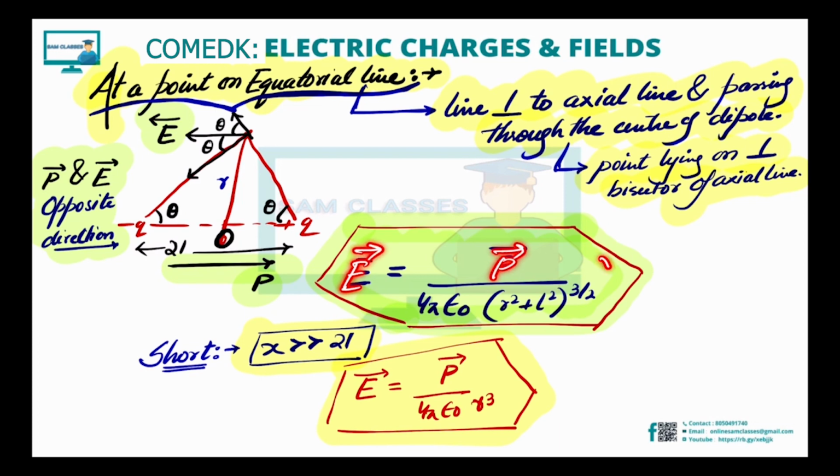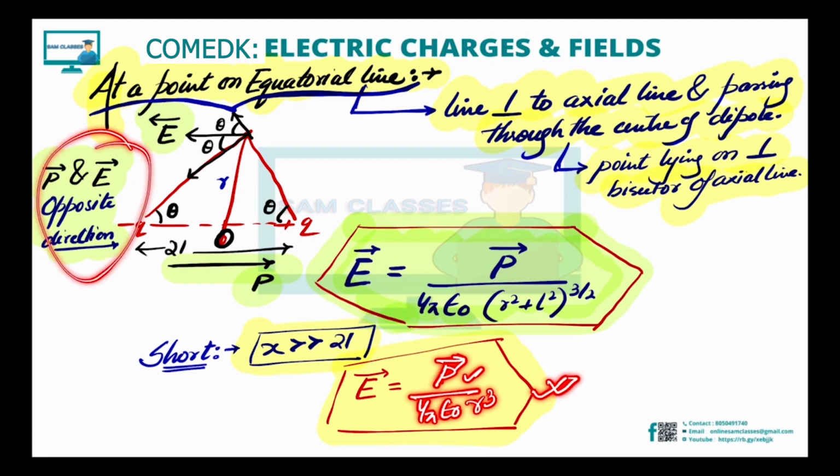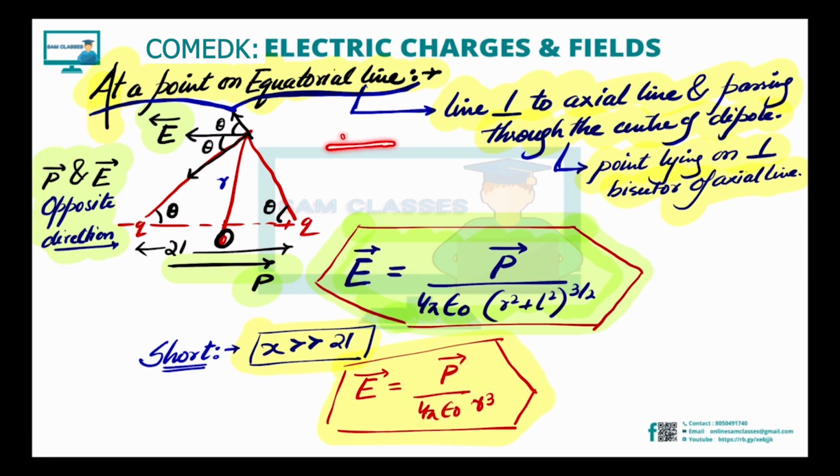So one very important point you need to keep in mind is that the direction in the equatorial case is opposite. The electric field and the dipole moment are in opposite directions. And the formula is P by 4 pi epsilon naught (R square plus L square) whole power 3 by 2. Now for a short dipole, you can neglect the L part, and then you'll get this formula: P, the dipole moment, divided by 4 pi epsilon naught R cube. The important thing is the direction: the electric field direction is like this, the dipole direction is like this. Opposite direction means 180 degrees.